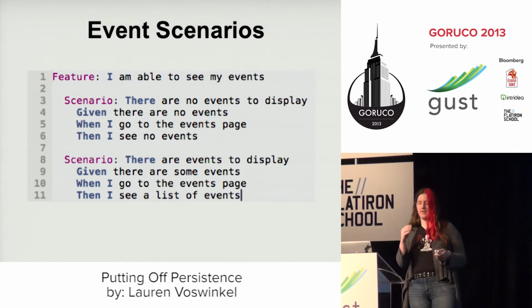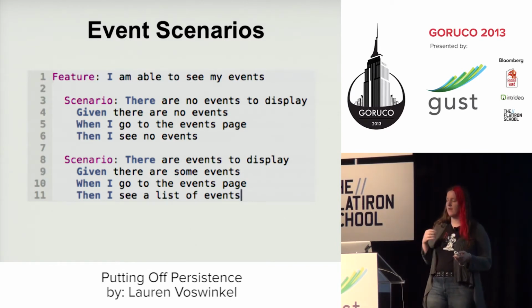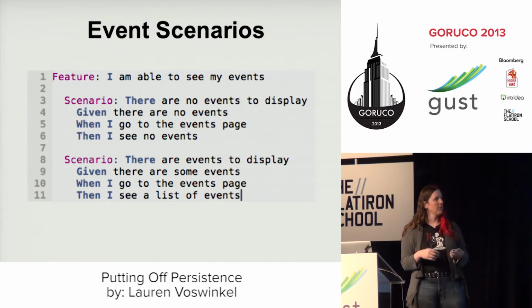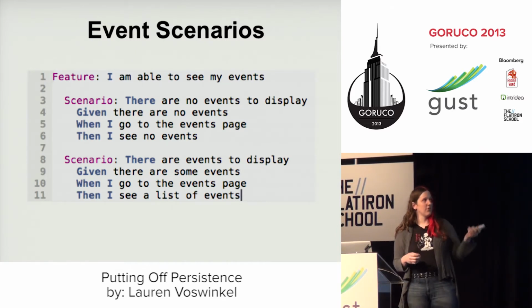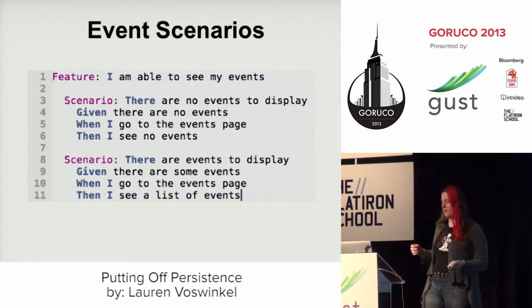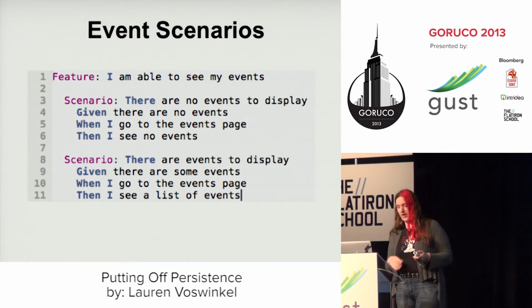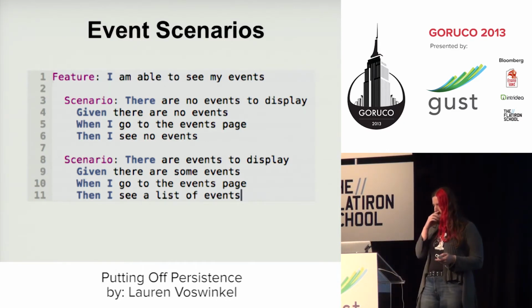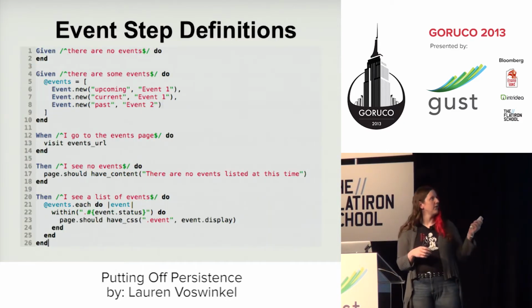Here are the basic Cucumber scenarios that I eventually wrote. These were really simple. There are no events to display. There are some events to display. Check that information. Here are the definitions for it.